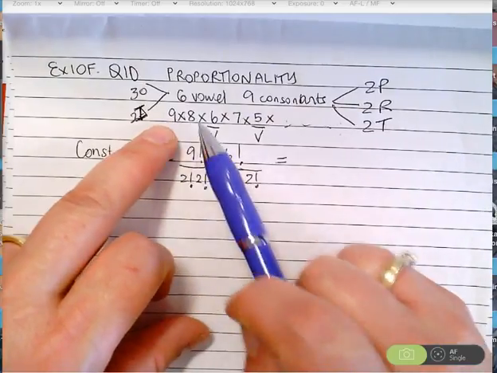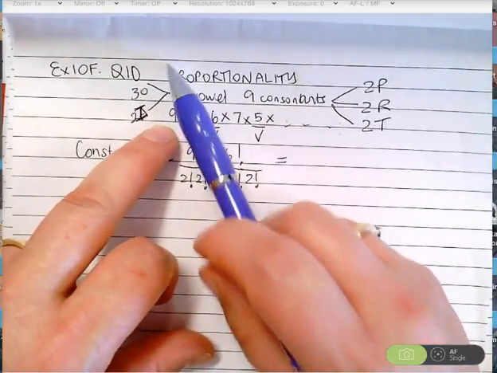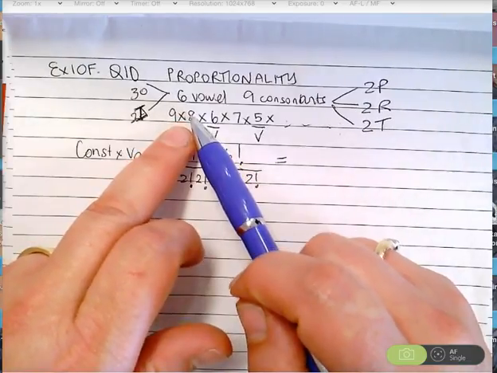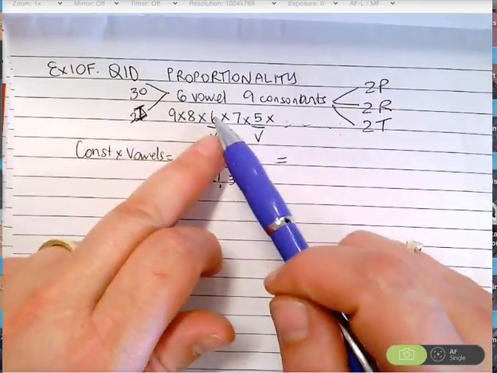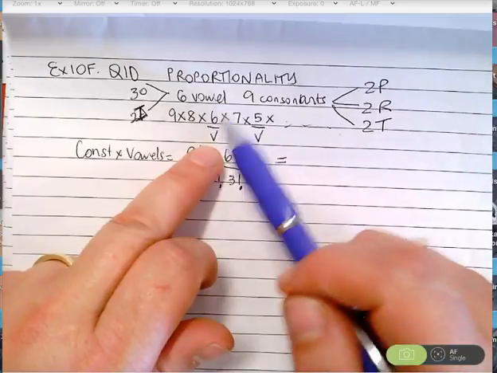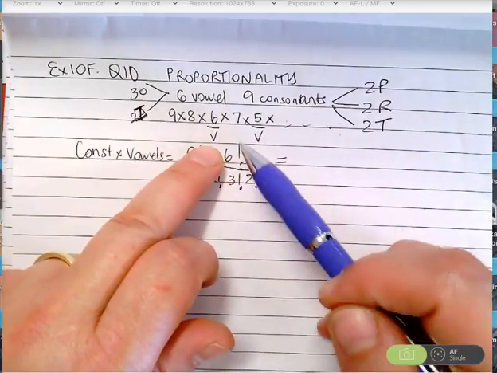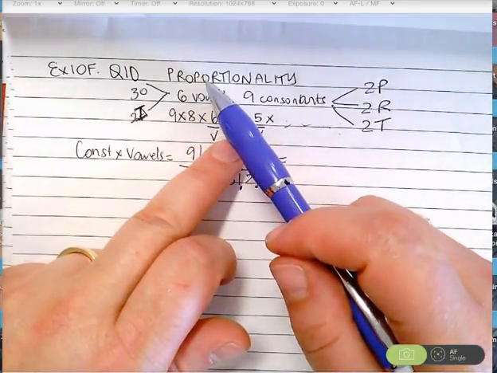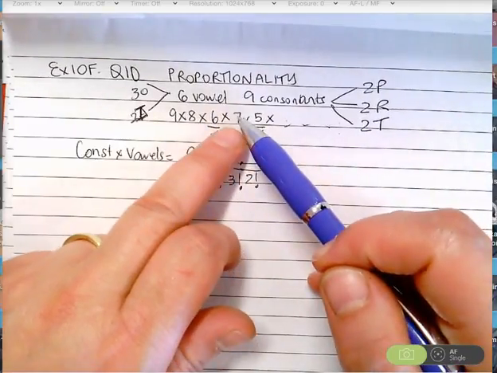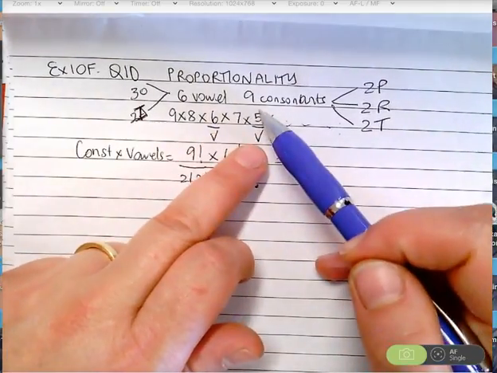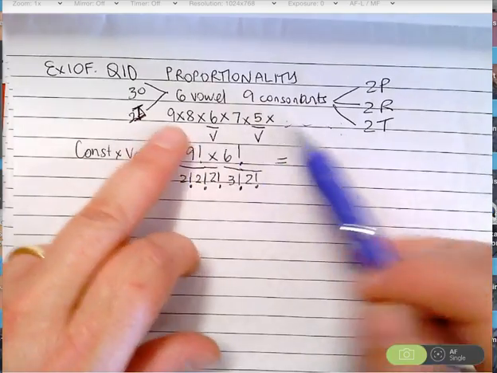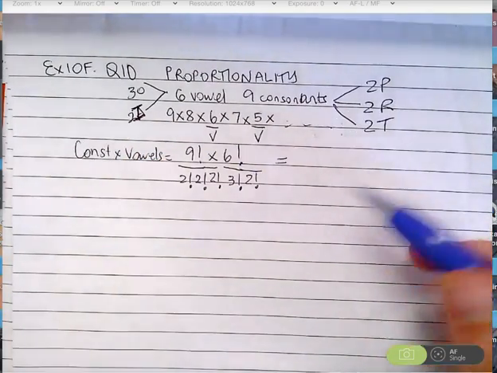If we start by saying the first position has to be a consonant, there would be 9 choices. The second position has to be a consonant, there'd be 8 choices. The third position has to be a vowel, there'll be 6 choices because there are 6 vowels. The fourth position has to be a consonant, so there'll be 7 left. The fifth position is a vowel, there's 5 left. Now, I'm not going to continue with that because we can see what's going to happen.